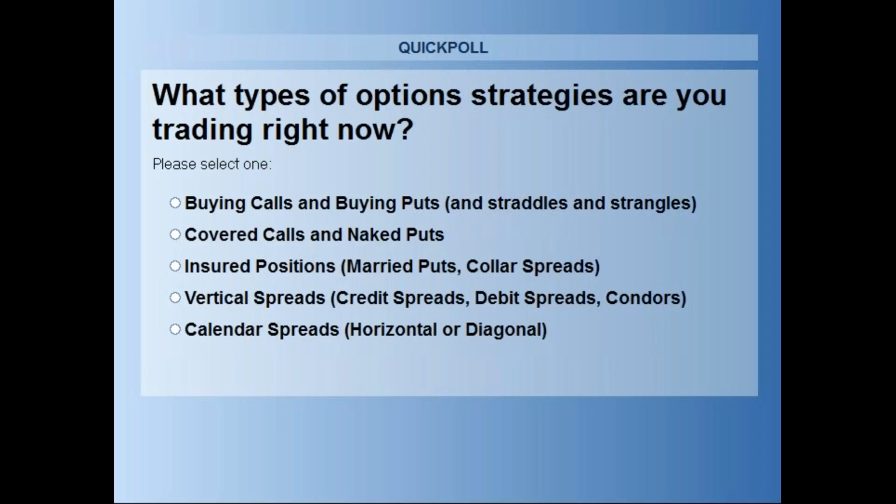Are you looking at insured positions, married puts and collars? Are you focusing on the vertical spreads, bear call credits, bull put credits, that includes the debit spreads and condors? Or are you doing sort of the time spreads, the calendar spreads, the horizontals and diagonals? Just a real quick poll. I'm going to leave this up for about a minute here.